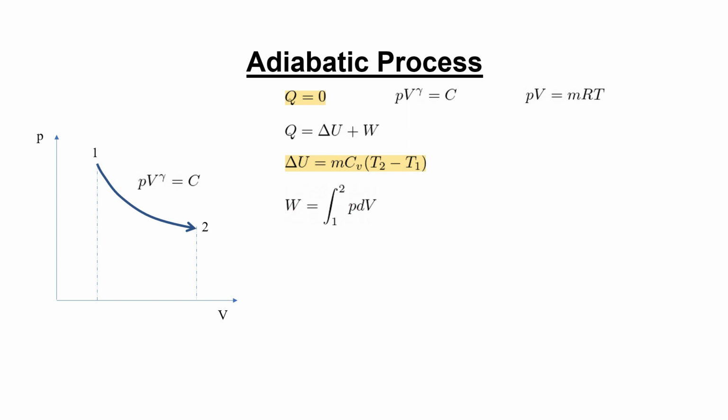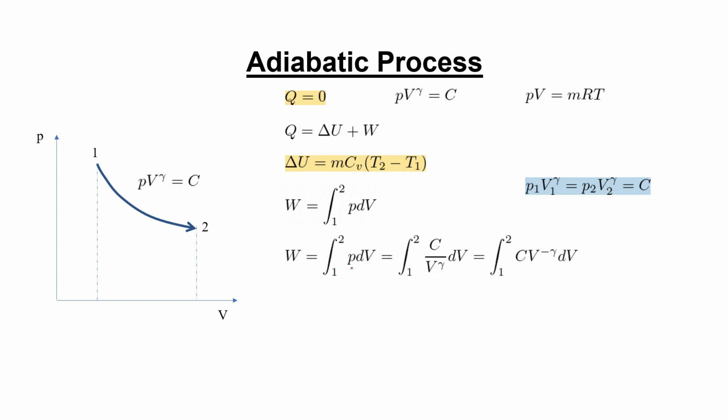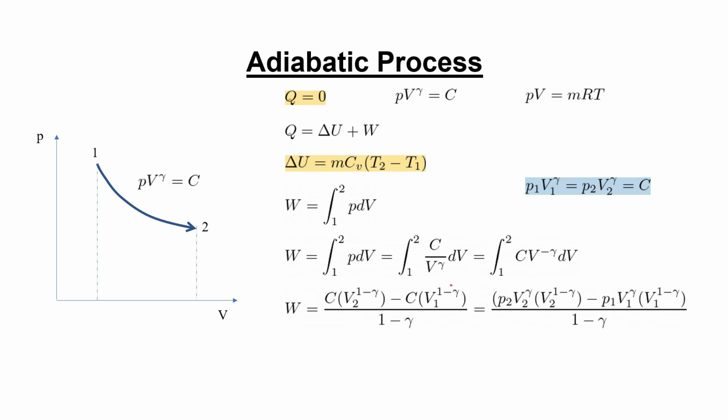to 2. So you know that P1 V1 raised to gamma is equal to P2 V2 raised to gamma is equal to constant. So the work is the integral from 1 to 2 of PdV, which is equal to the integral of C by V raised to gamma into dV. P is equal to C by V raised to gamma, you are getting that from this equation, and this C is a constant. So if you integrate it, C into V raised to minus gamma, from 1 to 2, you can take C outside.